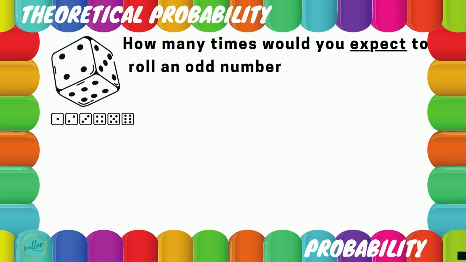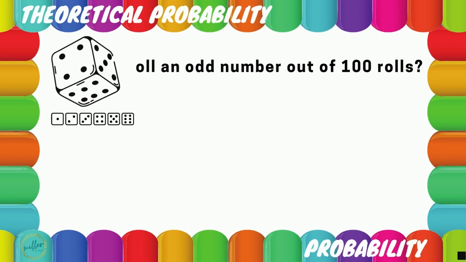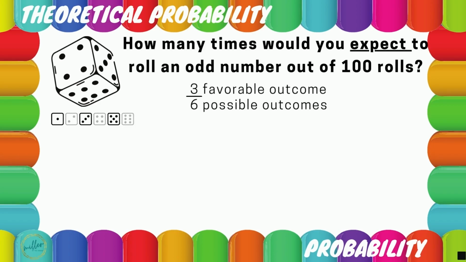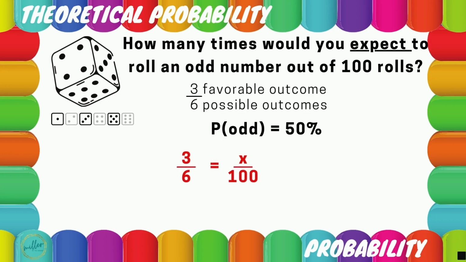How many times would you expect to roll an odd number out of 100 rolls? Your odd numbers here are 1, 3, and 5. So there are 3 favorable outcomes and 6 possible outcomes. We still have 6 possible outcomes because it could be anywhere from 1 to 6. But the only ones that would be odd would be those 3 different numbers, 1, 3, and 5. So 3 out of 6, that's the same as 1/2, or 50%. The probability of rolling an odd number is 50%.